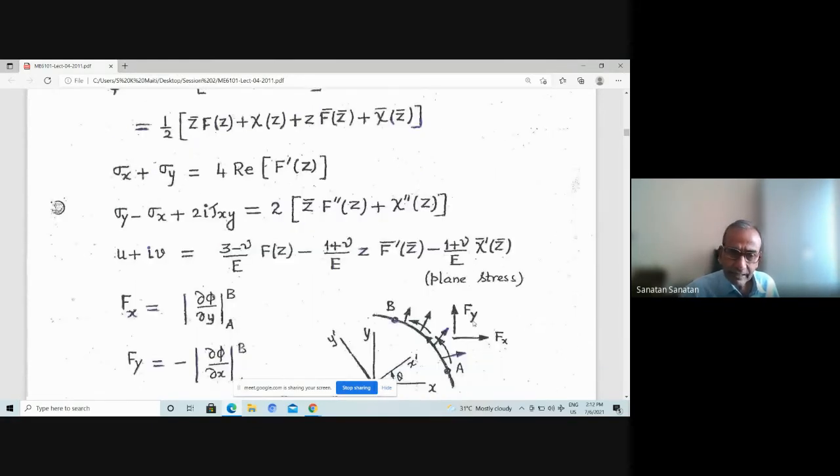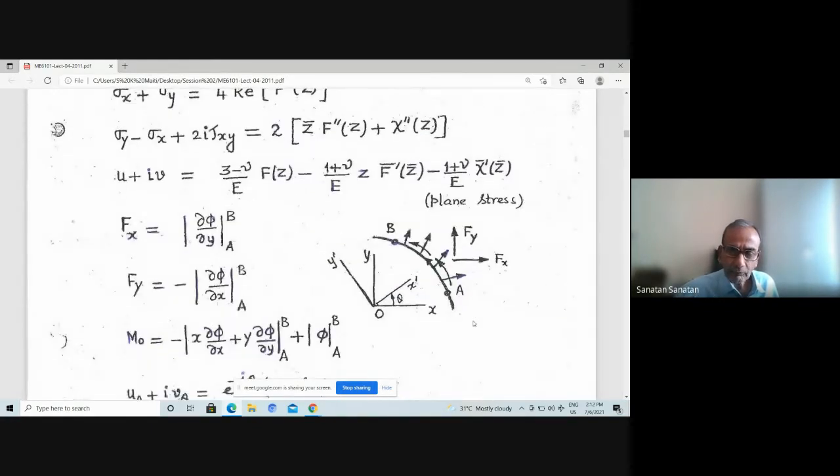And at the same time, if you take the boundary condition, say a part of the boundary from A to B, because of the distributed stresses, you will have some net load on the portion AB in the x and y direction per unit length.